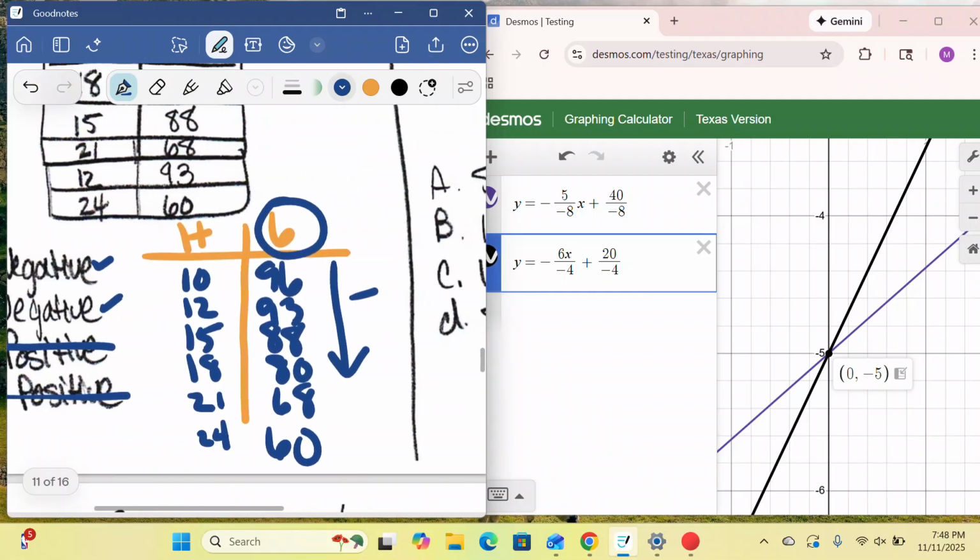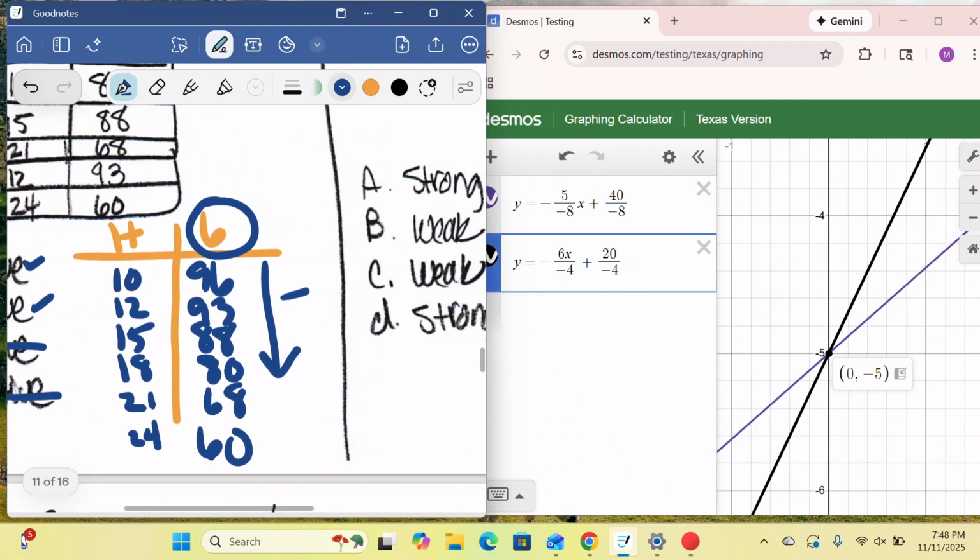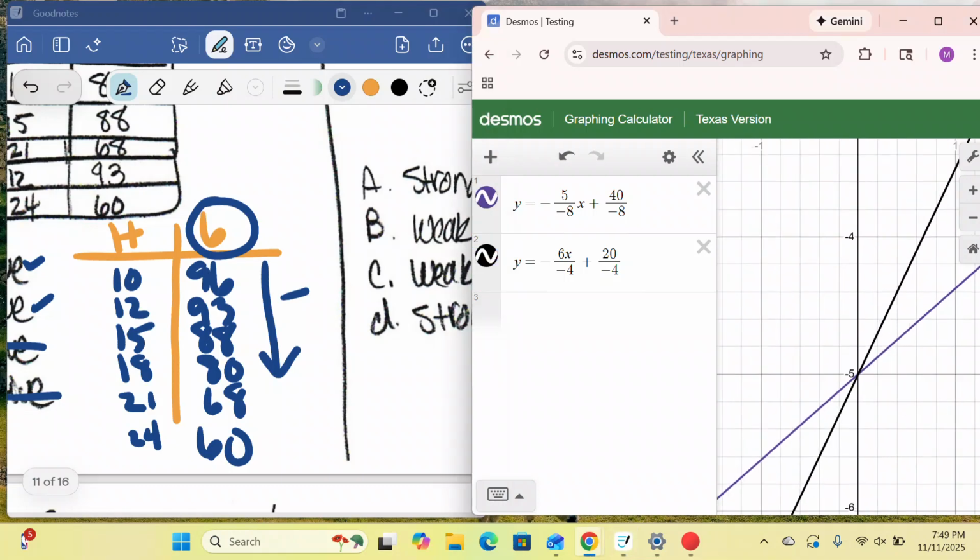Now, what would be considered a weak negative? Well, if it went down 96, then it went down 95, then it went down 94, and then it went down 93.333, 92.8. So it was just going down very, very wimpy. But this is very, very strong. It's going from 96 to 93. That's strong. 88 is strong. 80 is strong. 68 is real strong. And then 60 is strong. So once again, that's how you do it.